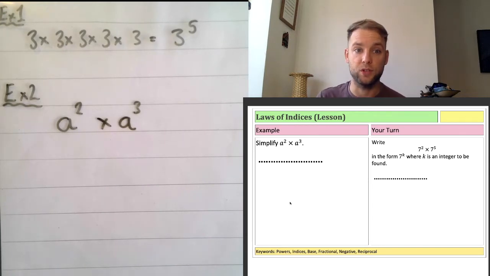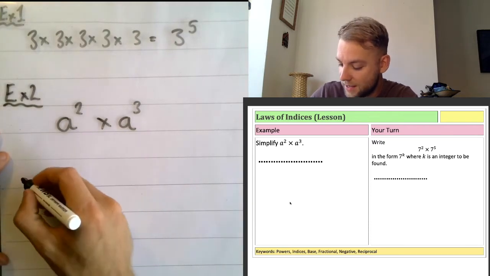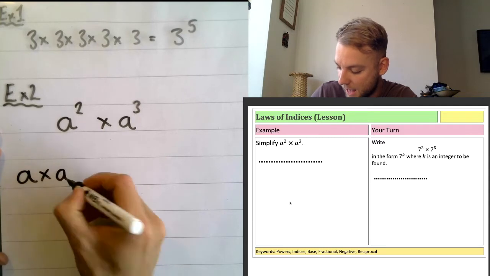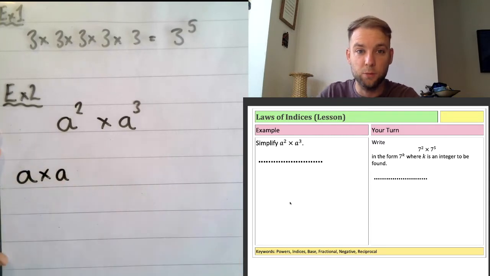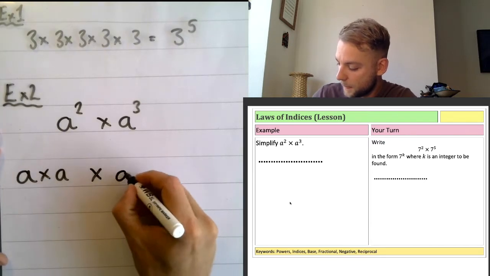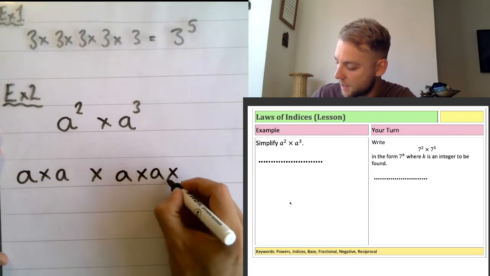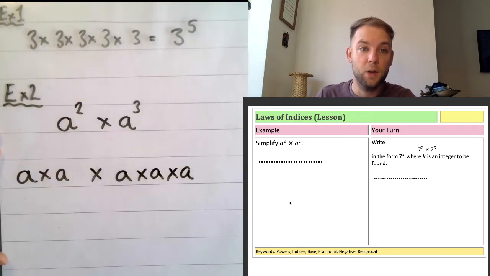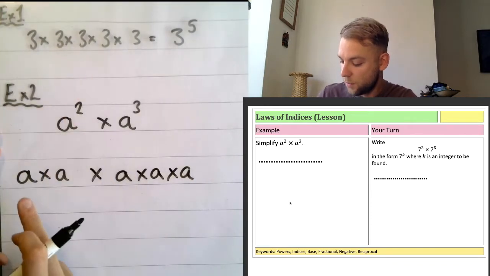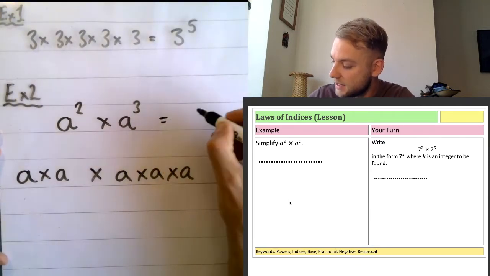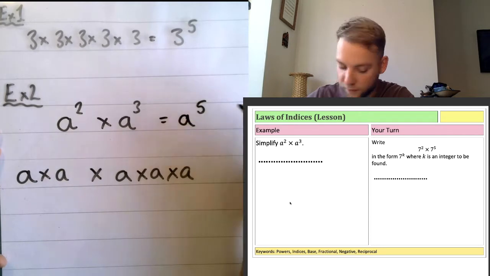Now, if you wanted to, you could do this. We know that a to the power of 2, or a squared, is equal to a times a. Don't write this down for now, this is just an explanation. Times a times a times a. Now, this is pretty much the same as the one up there, but just in terms of a. So here I've got 1, 2, 3, 4, 5, all multiplied together. So this is equal to a to the power of 5.